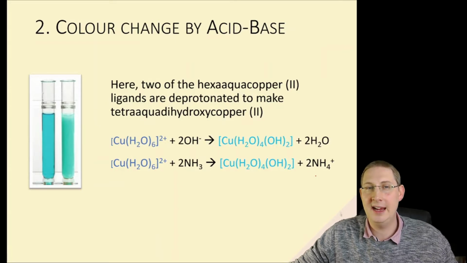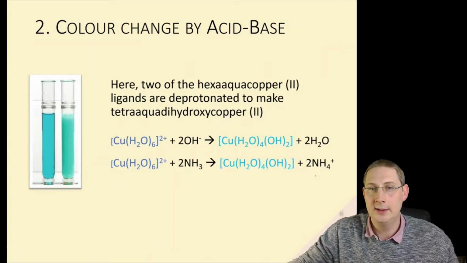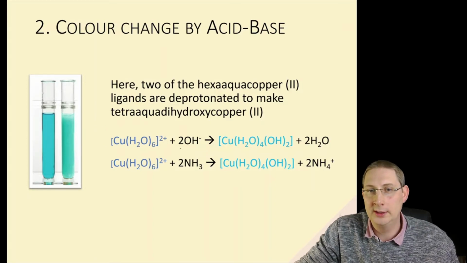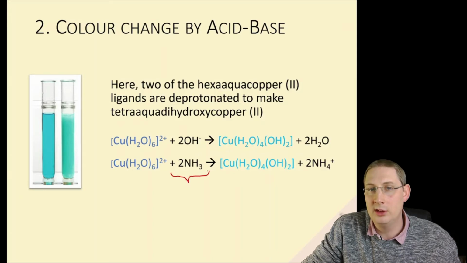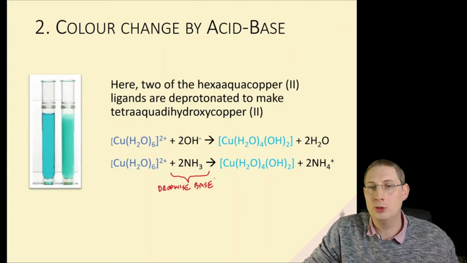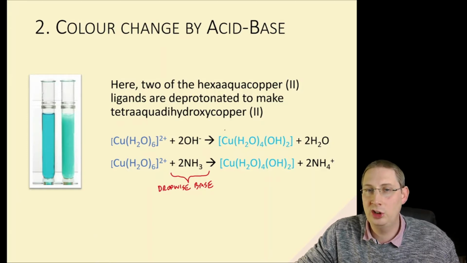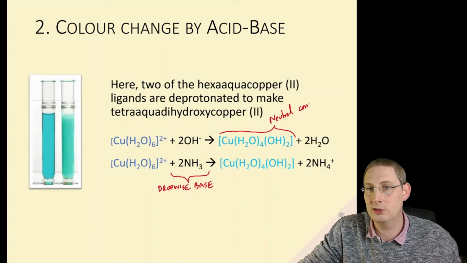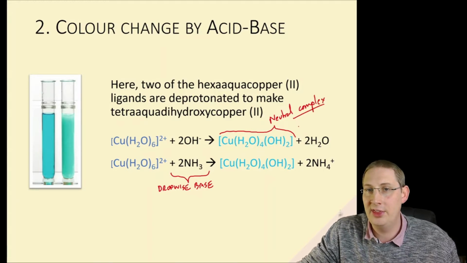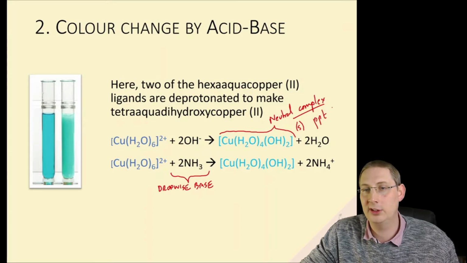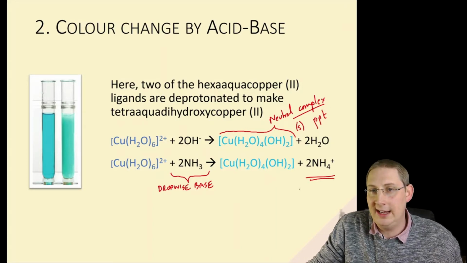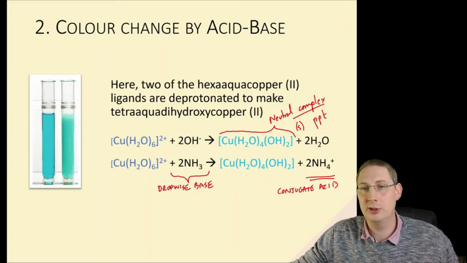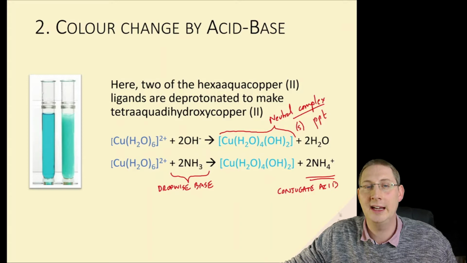Colour change by acid-base. Now you were introduced to these in the first lesson this week, when hexa aqua copper 2 is reacted with dropwise base, so not an excess, then you deprotonate 2 of the water molecules to make a neutral complex. It's no longer a complex ion, it's just a complex. And that is a solid and it precipitates out. Here you can see on the right hand side the conjugate acid formed when those protons are removed, and that example you encountered in the first lesson this week.